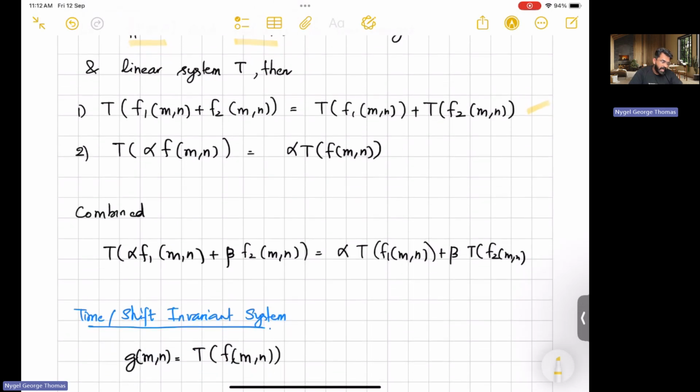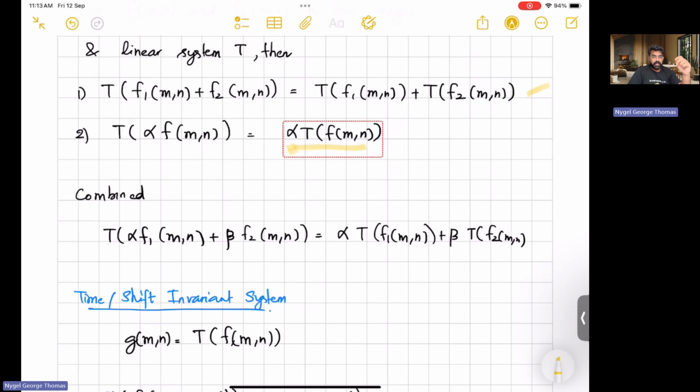Another property is that we scale the image by a scalar alpha and pass it to the system. Suppose we already know the transformation of the unscaled image, T of f of m,n. Then we just take the scalar alpha and multiply it with the already existing response. These two properties have to hold. If they hold, then T can be called a linear system.